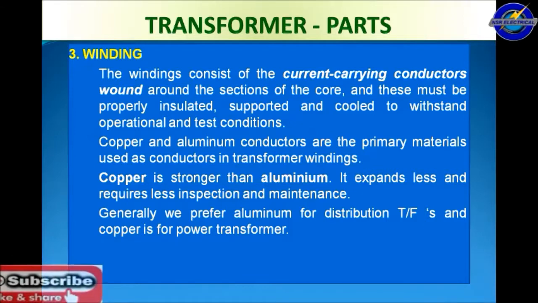Third one is winding. The windings consist of current carrying conductors wound around the sections of the core, and these must be properly insulated, supported and cooled to withstand operational and test conditions. Copper and aluminum conductors are the primary materials used as conductors in transformer windings. Copper is stronger than aluminum. It expands losses and requires loss inspection and maintenance. Generally, we prefer aluminum for distribution transformers and copper for power transformers.